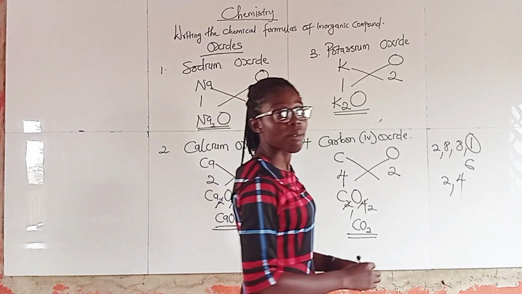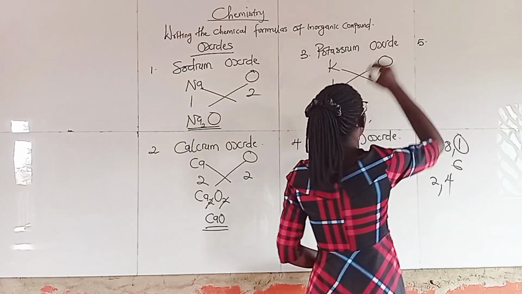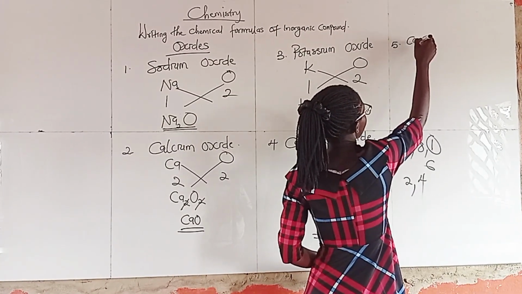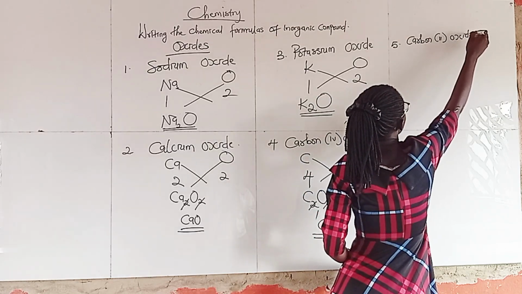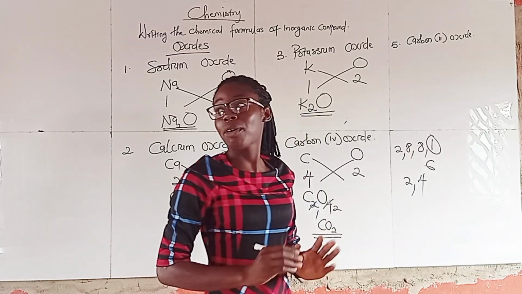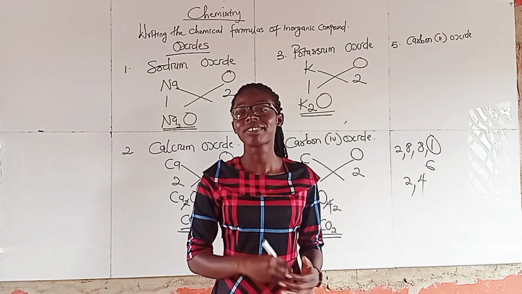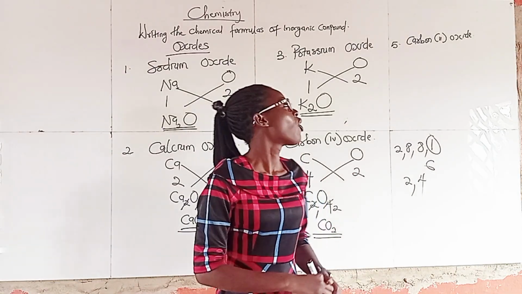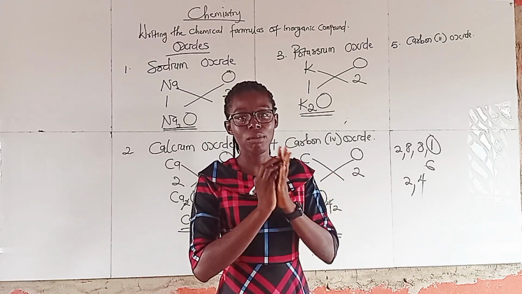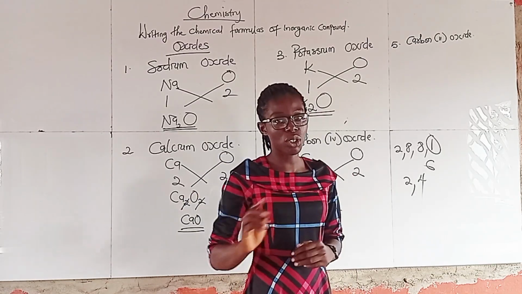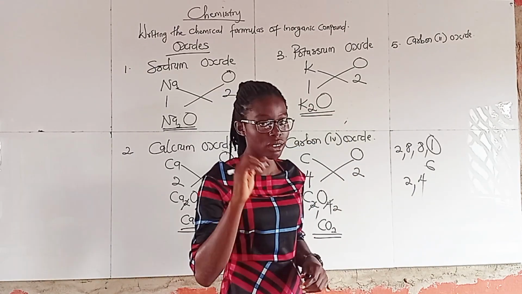Then the last one, we have carbon(II) oxide. Like I said, carbon as an element has a valency of 4 and also a valency of 2. When carbon bonds with just one atom of oxygen, only 2 of its electrons will be shared with oxygen. So the valency of carbon in carbon(II) oxide is simply 2.